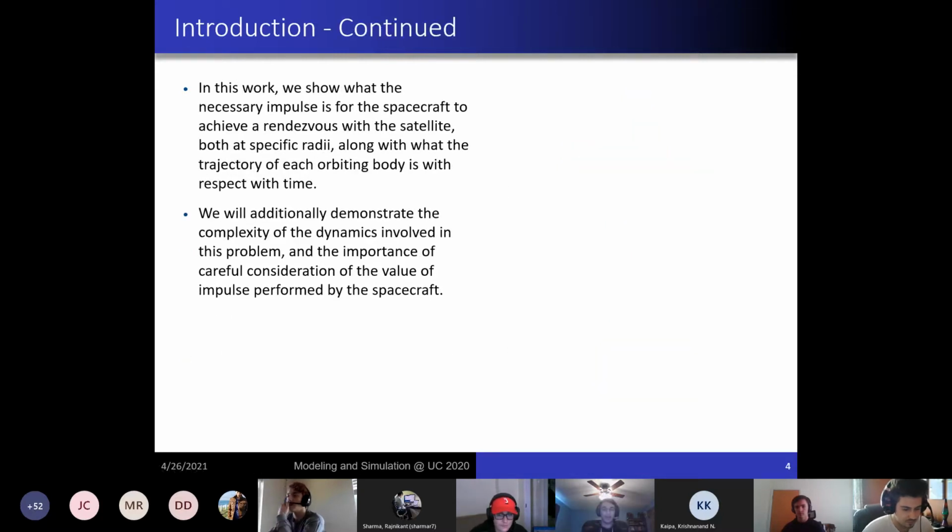And so in our work, we show the necessary impulse for the spacecraft to reach the same orbit as the satellite, and then successfully dock with the satellite and get a very close distance. And we want to plot the trajectory of each body, along with calculating the impulse. And we want to demonstrate the complexity of the dynamics involved in this problem and the importance of careful consideration of the value of impulse performed by the spacecraft.